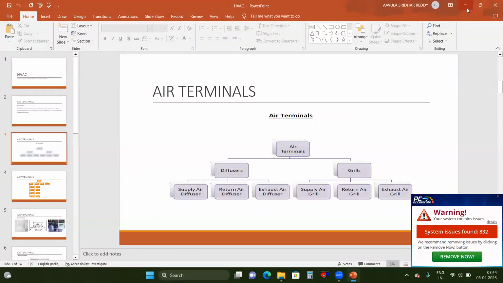Exhaust air is only for removing the air from the room. We remove air from the room in situations like kitchens, where there is continuous cooking and smoke generation.